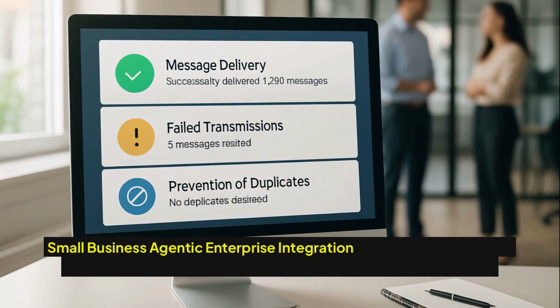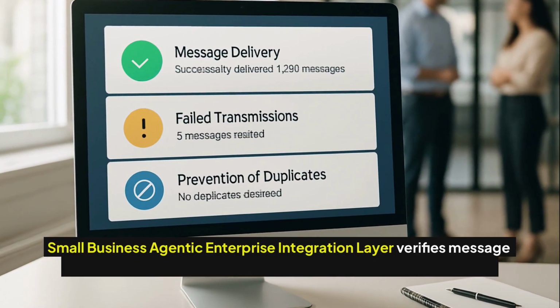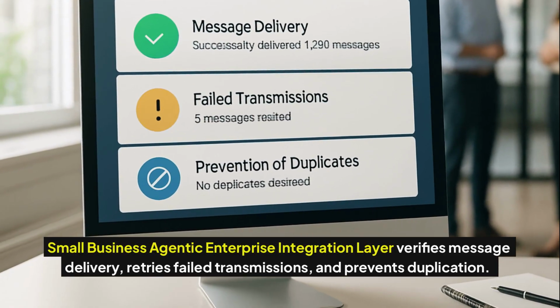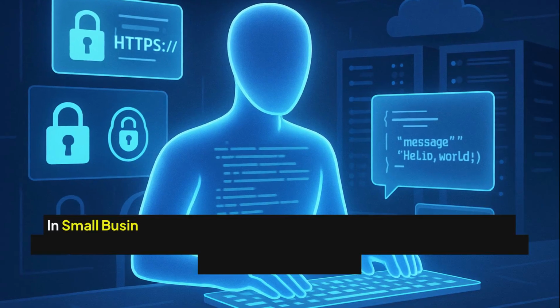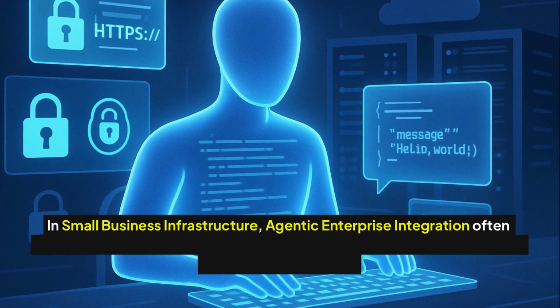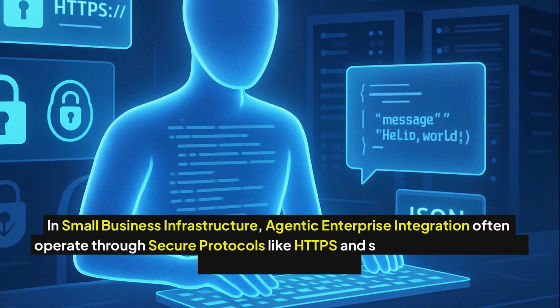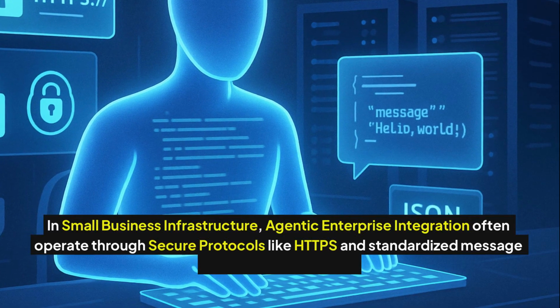The small business agentic enterprise integration layer verifies message delivery, retries failed transmissions, and prevents duplication. In small business infrastructure, agentic enterprise integrations often operate through secure protocols like HTTPS and standardized message formats such as JSON.